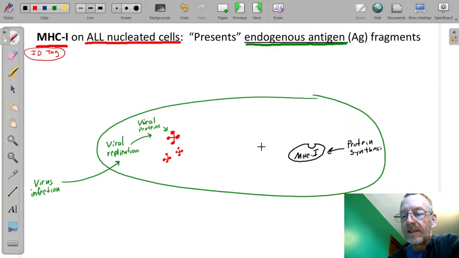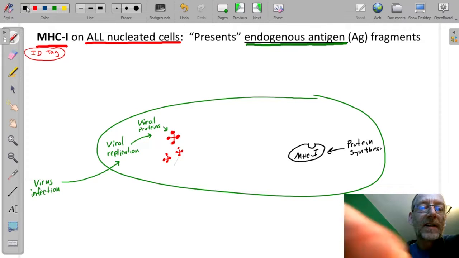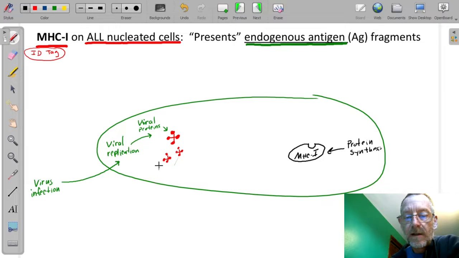And what happens is that these viral proteins, now these are endogenous proteins, these are inside. So let's write that on here also. The virus came from outside, but the proteins that are made are now inside the cell. So they're endogenous antigens, and we'll abbreviate antigen as AG.